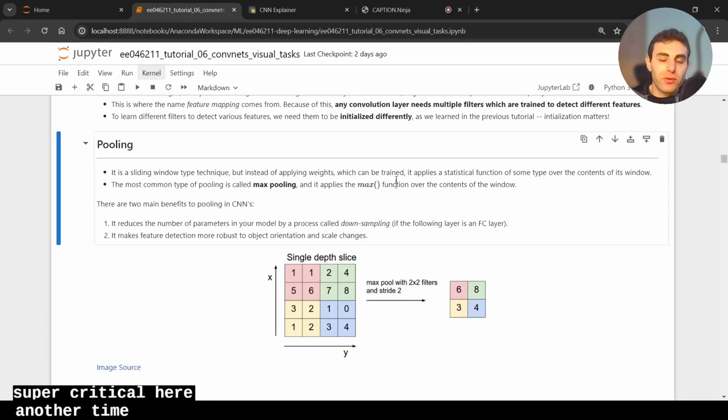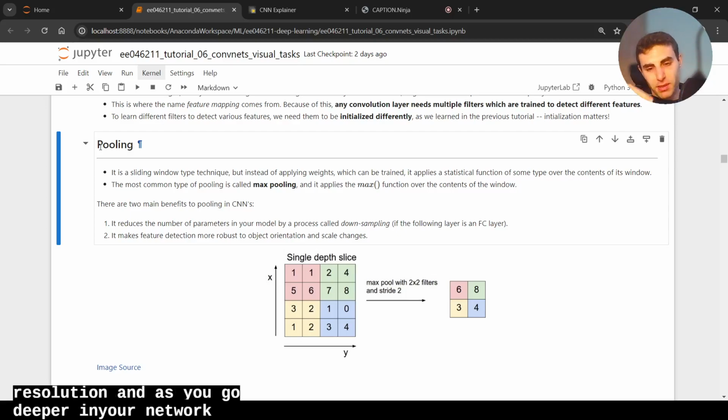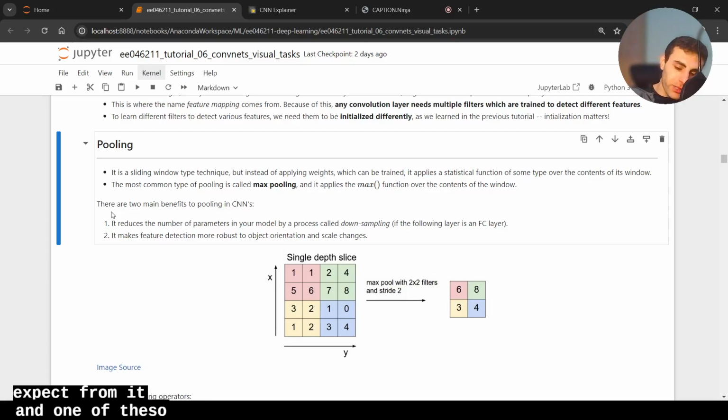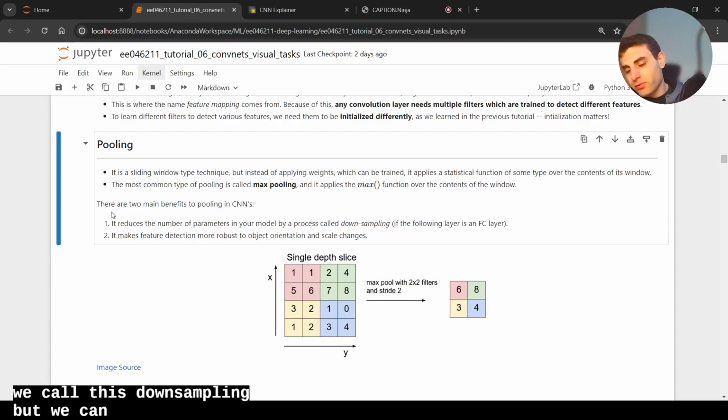Another term we need to be familiar with is pooling. As I just said, the general recipe of CNNs is that we start at a certain resolution, with images of a certain resolution. As you go deeper in your network, the spatial resolution is decreased but the channel dimension is increased. So for each area of the image, you increase the number of features you extract from it. Usually we call this downsampling, but we can also refer to it as pooling.